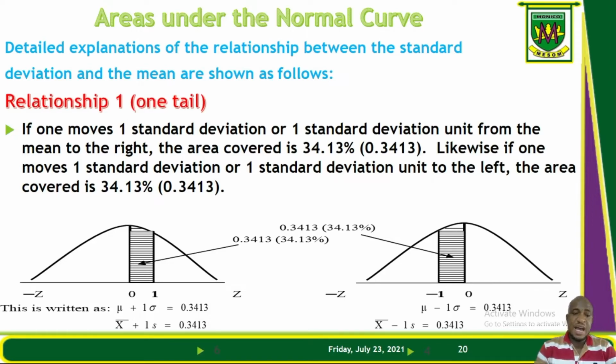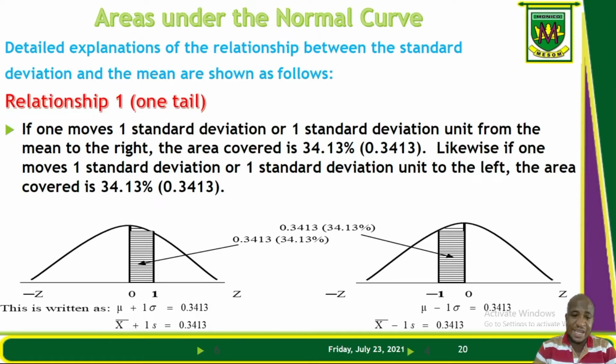These are areas under the normal curve, as I've started already, and detailed explanations of the relationship between the standard deviation and the units are shown as follows. So we are going to learn the relationship between the standard deviations and the means, and this will help us know the areas we will cover under the normal curve, moving in both one-tailed direction and two-tailed direction.